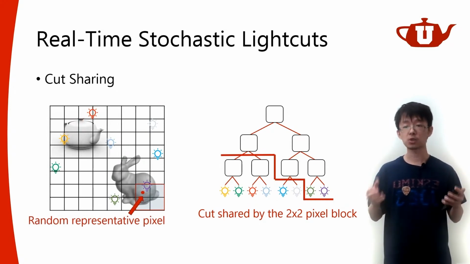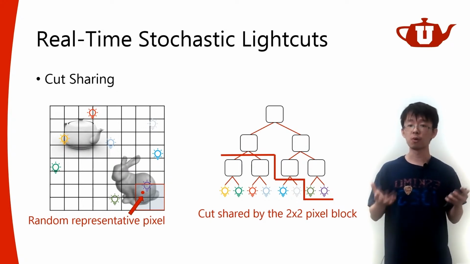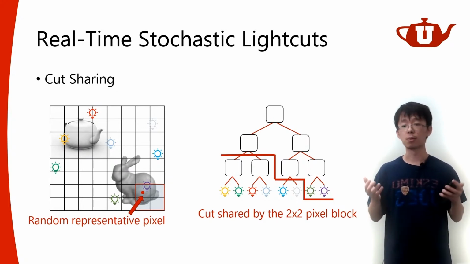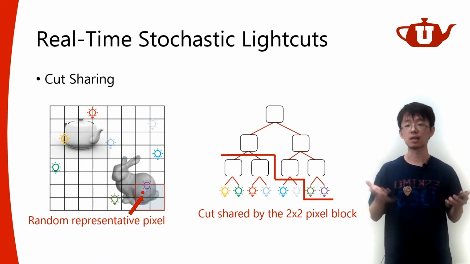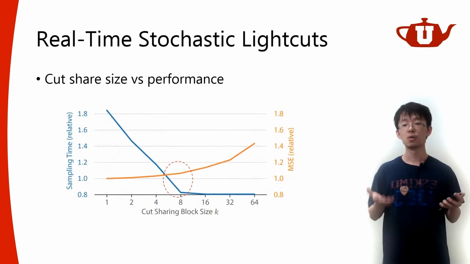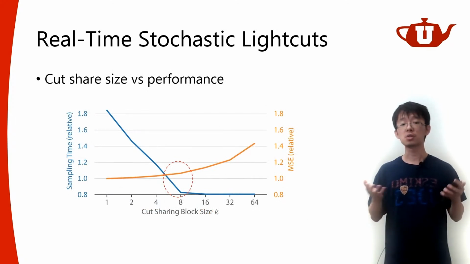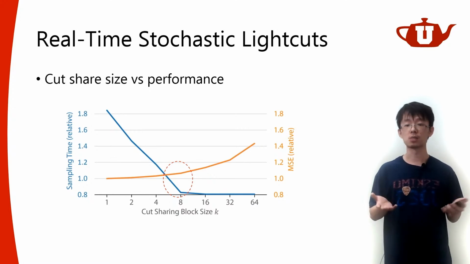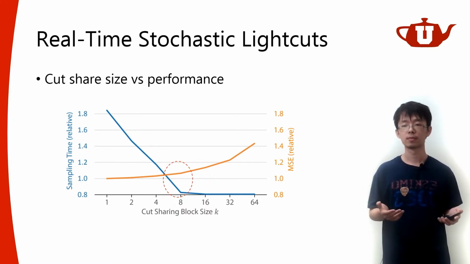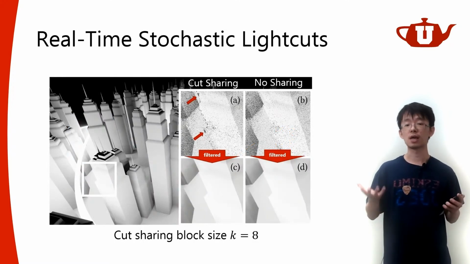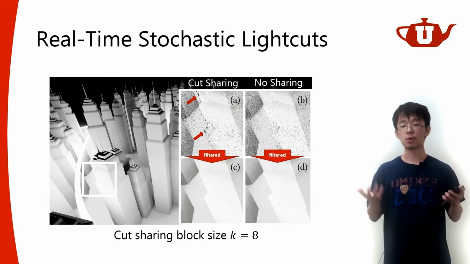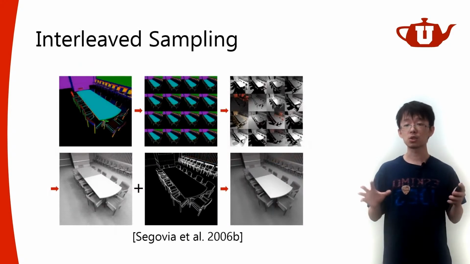In the second pass, we fetch the pre-computed cuts and perform light sampling such that each pixel in a block shares the same cut, but samples from the cut independently. Here, we compare the different cut sharing block size k. Using k equal to 8 provides the best balance between sampling speed and error. This is the scene we use to test different block sizes. Notice that sampling results with cut sharing can include visual artifacts near depth discontinuity, but after spatial temporal filtering, it produces indistinguishable filtered result.